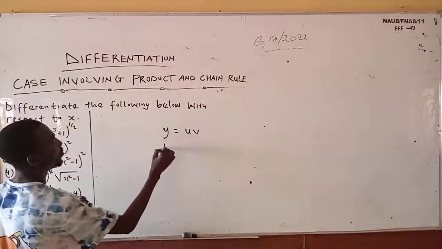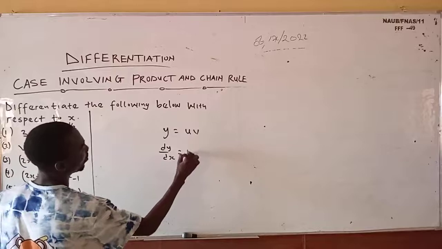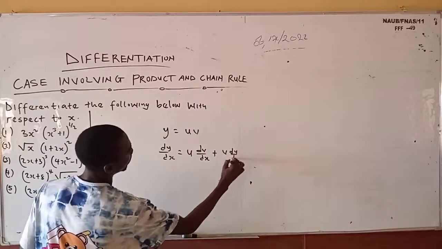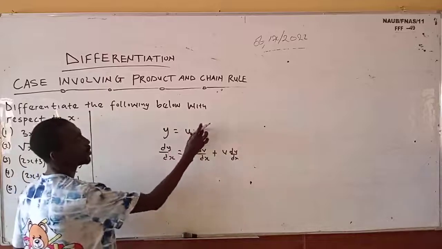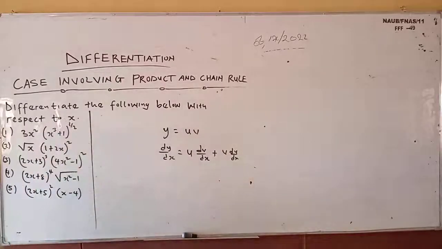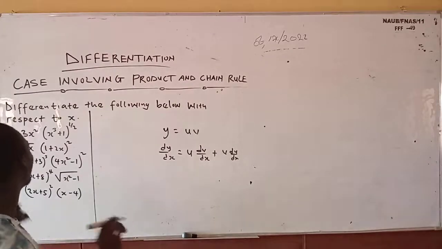If y equals to uv, dy over ds will be equals to u dv ds plus v du ds. You pick this, you differentiate this, plus you pick this, you differentiate this. This is what is there. That is just the basic meaning of product rule.